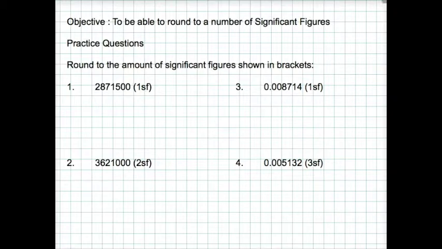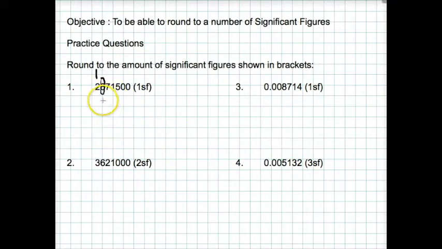Hi, welcome back. Let's go through these 4 questions now. Question 1. What we've got to do is we've got to round this number to one significant figure. Now when we round into significant figures, all that's important is if it's one significant figure, we look at the number that we're going to write down as being significant and the next number, which in this case is the 8. That's all that's important here.